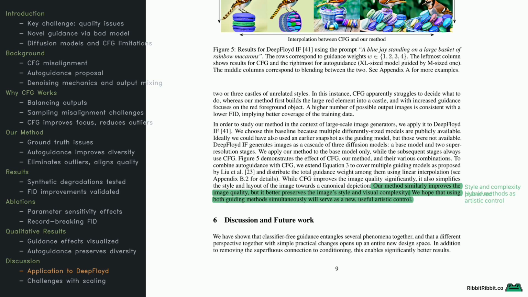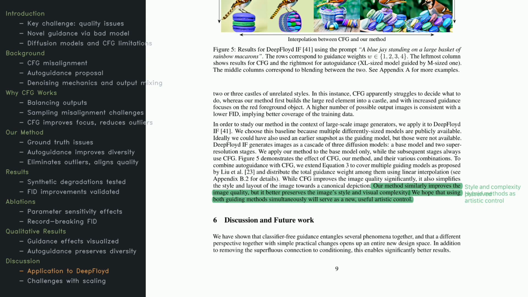Moving further into page 9 lower, the authors apply their approach at a larger scale using DeepFloyd IF, which is a text-to-image model created by Stability AI. Classifier-free guidance again struggles to juggle style, detail, and diversity all at once, sometimes oversimplifying the outputs. Autoguidance, however, holds on to visual complexity while enhancing quality. You can see examples of intricately built castles that retain rich stylistic touches.